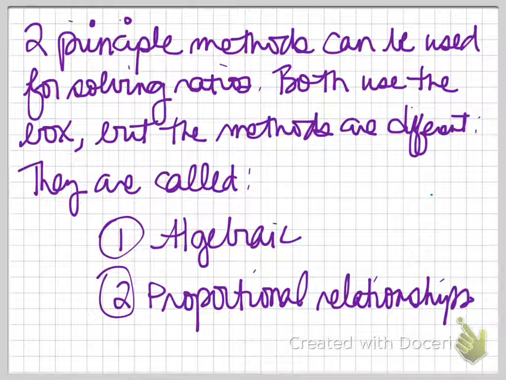Now, there are 2 principal methods that can be used for solving ratios. Both use the box method, but the methods of calculating them are different. They are called the algebraic way and proportional relationships. You've been exposed mostly to algebraic, but we have discussed this before when we were working on percents a while ago.